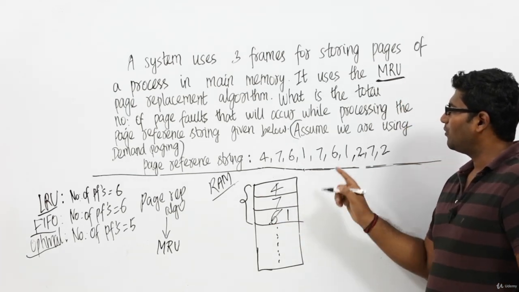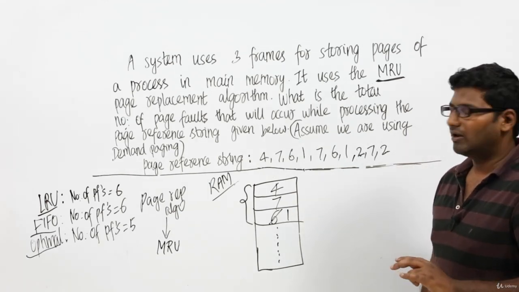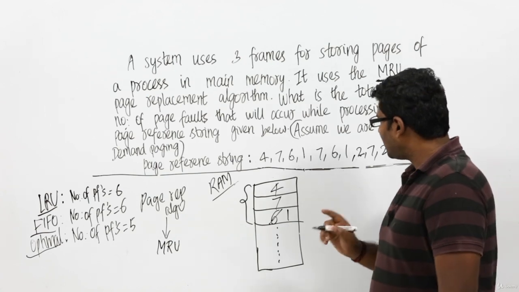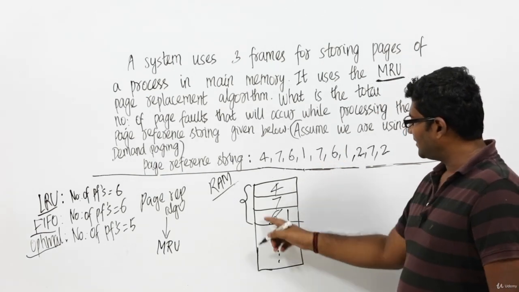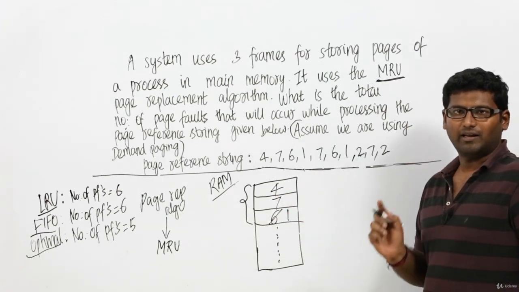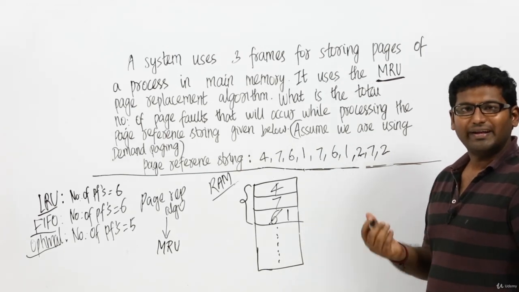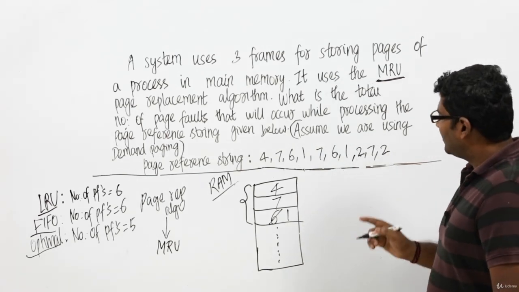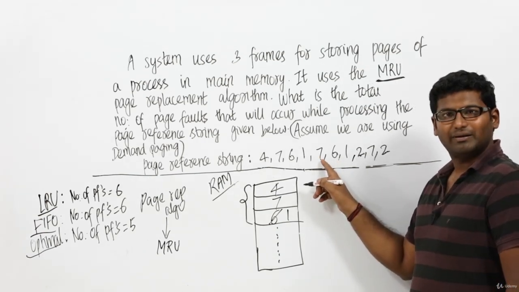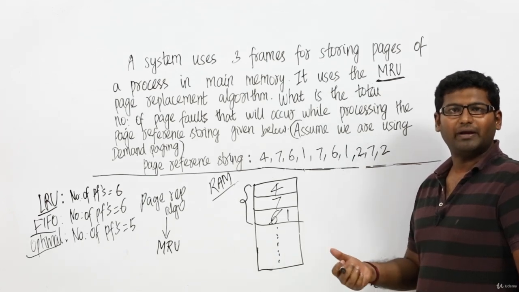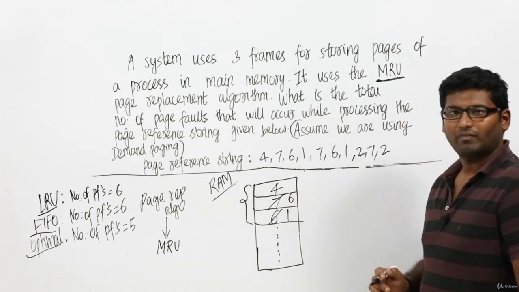Then CPU wants page number 7. Page number 7 is already present in the RAM, so we will not have any page fault. Fine. Now let's see this. And next comes page number 6. Page number 6 is not present in the RAM, so we have to go for page replacement. Now which page should we replace here? We need to replace the most recently referred page by the CPU. Page number 7 is the most recently referred page by the CPU, and so page number 7 has to be replaced with page number 6.